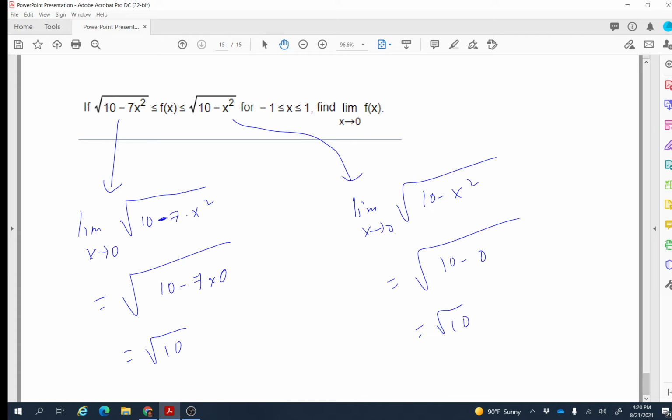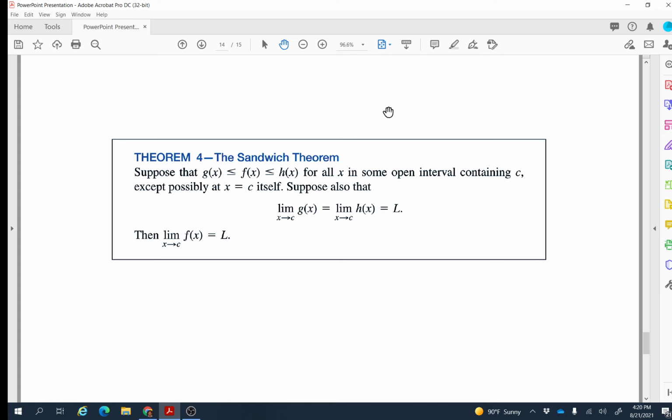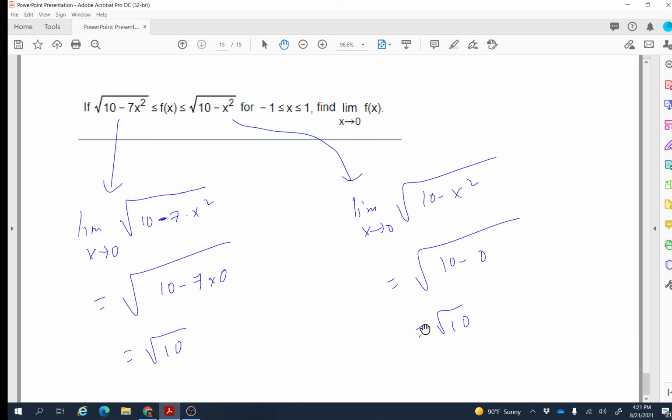Because the left-hand limit and right-hand limit are both the same, by using the sandwich theorem we can say that the limit of the middle function when x approaches 0 is also the same value. Okay, and that's section 2.2.